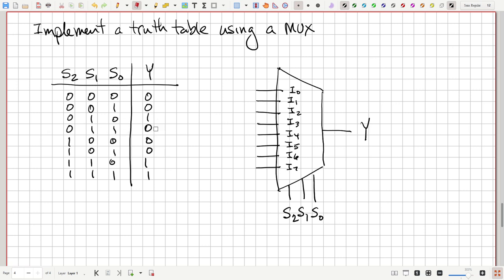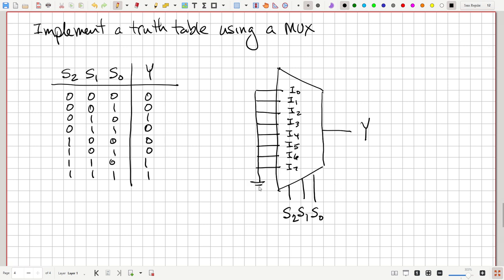And then we just need to make, well, what is that going to do? Let's say, for example, we're in this row. We have S2, S1, and S0 as 0, 1, 1. Well, that's going to connect, that's the 0, 1, 2, third row here. That's going to connect I3 to Y. So if we want the output to be 0, we just need to make sure that I3 is equal to 0. How can we do that? Well, we can just connect it to ground.